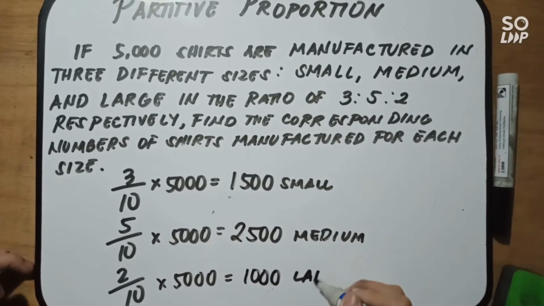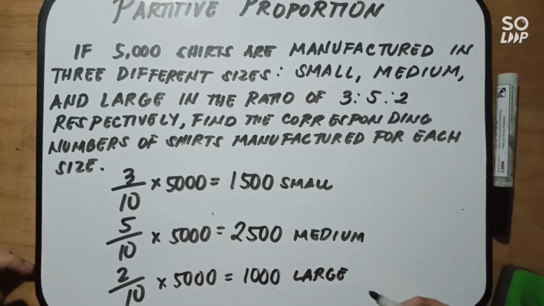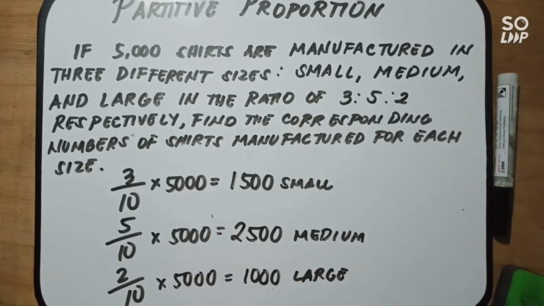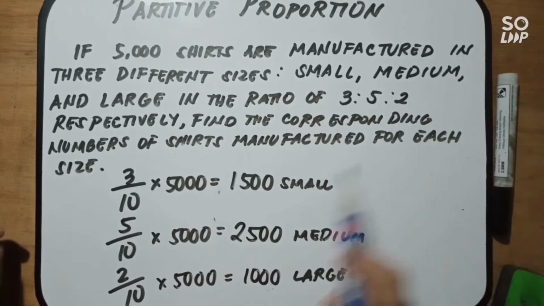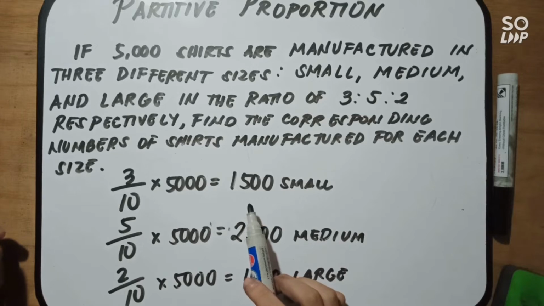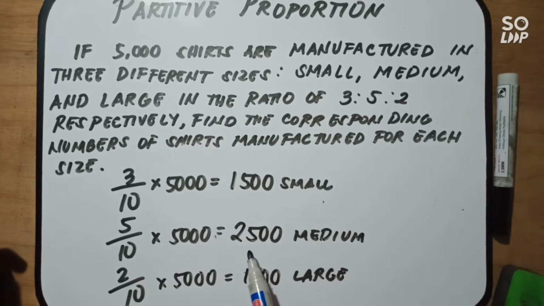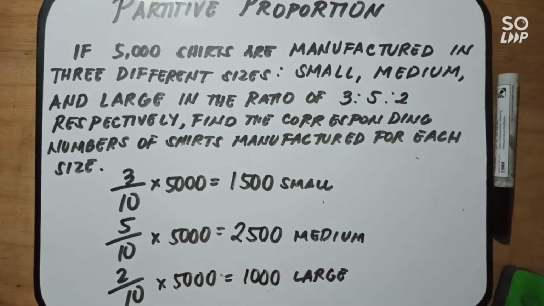Therefore, the total number of shirts manufactured in the ratio 3:5:2 are 1,500 small size shirts, 2,500 medium size shirts, and 1,000 large size shirts. So that will be all for partitive proportion.